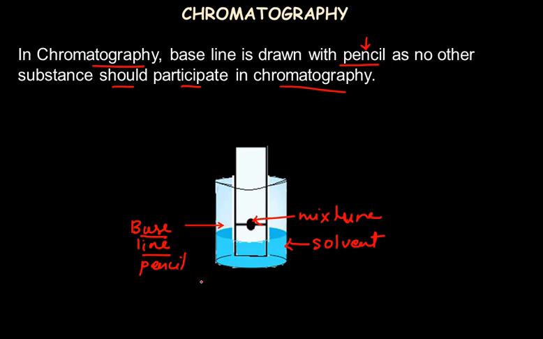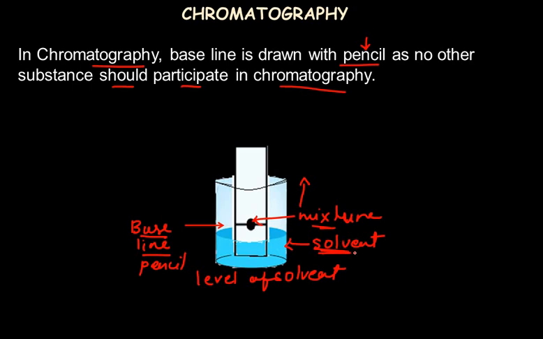Now understand that the level of the solvent should be below the baseline. So the baseline should lie above the solvent. The reason being that the mixture which we have taken should remain above the solvent so that it can travel upward in the chromatography paper. Otherwise it's going to dissolve in the solvent directly in the beaker, which we don't want.